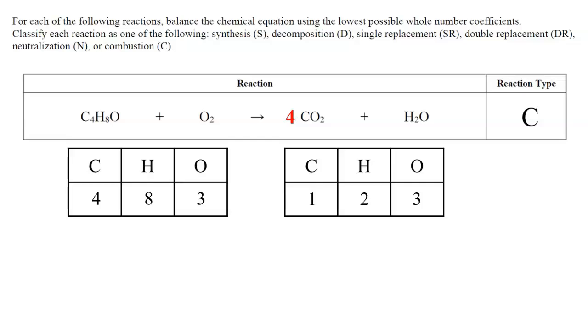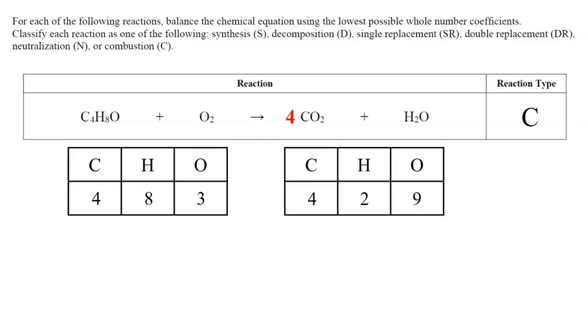So my new total on the right side of the equation would be 4 carbons. I still have 2 hydrogens because that has not yet been affected with a coefficient, but now I have 9 oxygens on the right side of the equation. So 4 in front of the CO2, that would be 4 times 2, that's 8 oxygens, but then there's another oxygen in the H₂O formula, so that would bring the total to 9.